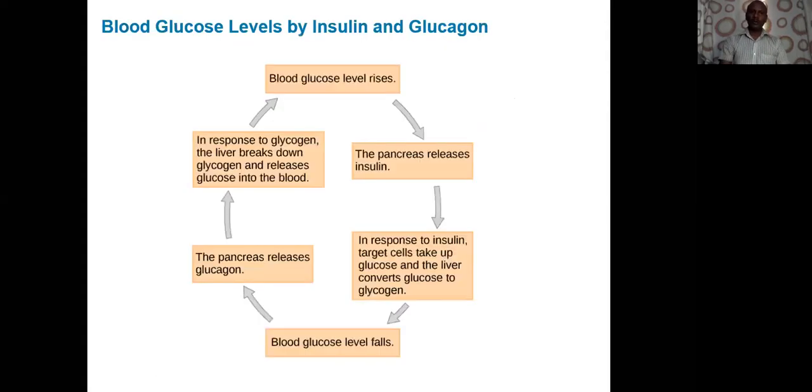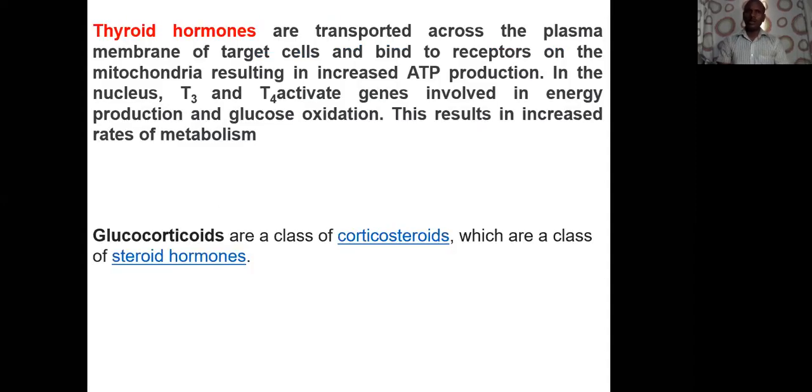So these are the four hormones generally which regulate glucose metabolism. One is insulin, another is glucagon, another is thyroid hormone. Thyroid hormone is involved in regulating the basal metabolic rate, and here it increases glucose metabolism to increase ATP production, that is the energy required for us.